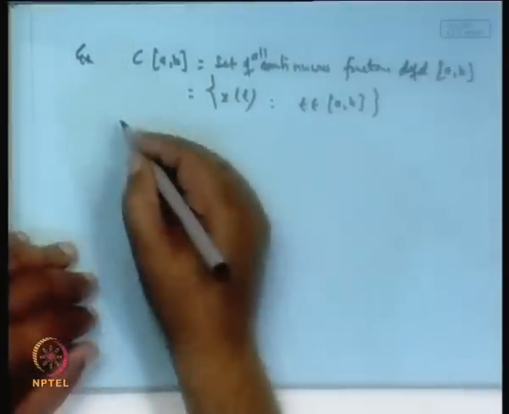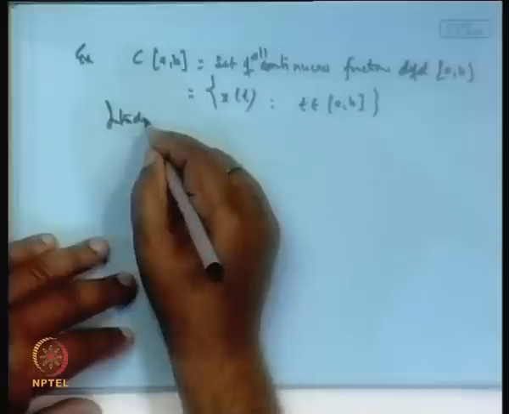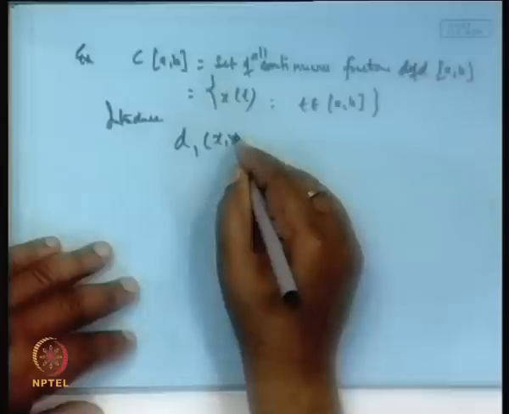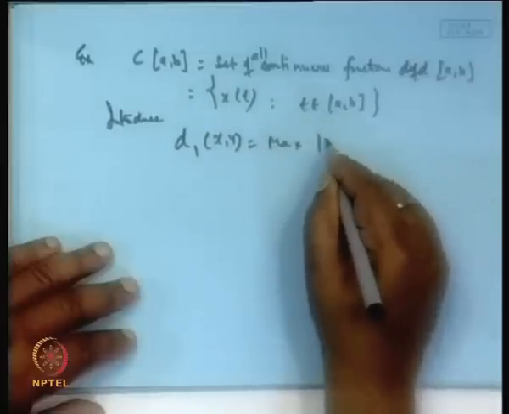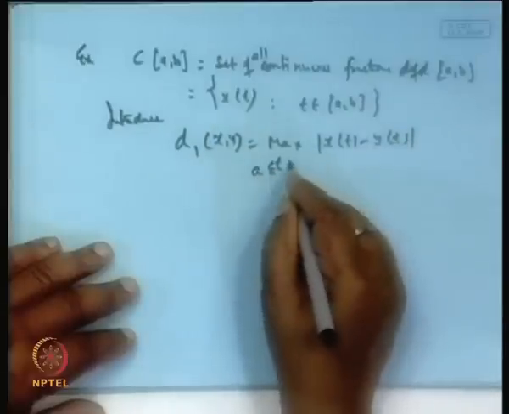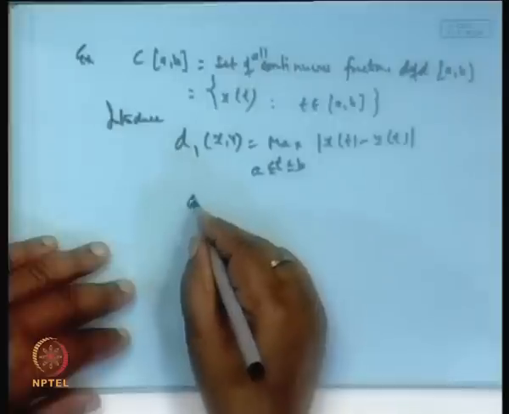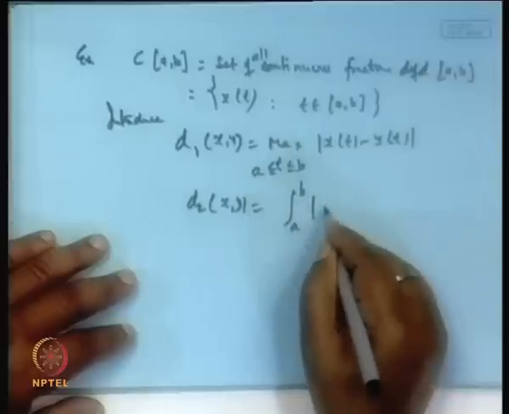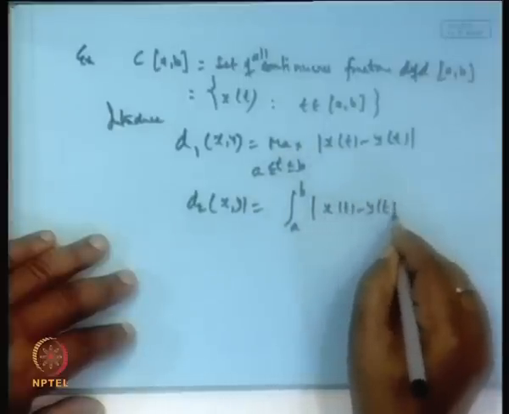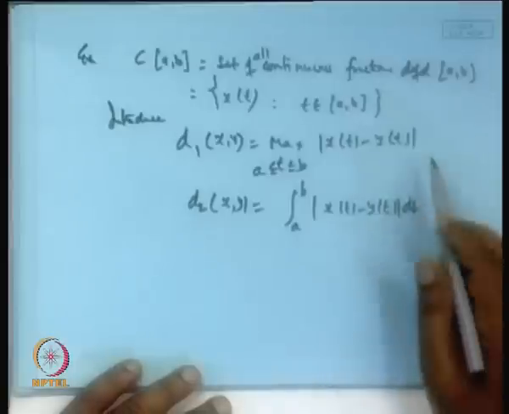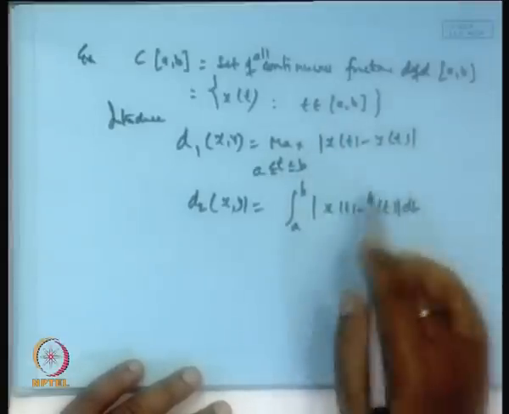The metric, we can introduce in two ways. One is d_1(x, y) as the maximum of mod x(t) minus y(t), where t ranges over the interval. And another way the metric is introduced is like this: integral from a to b of mod x(t) minus y(t) dt. Both are well defined because the function is continuous on a closed interval, so it will attain its maximum value. Therefore, this is well defined.